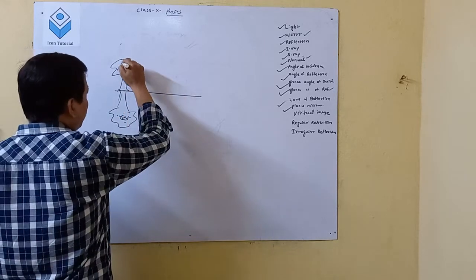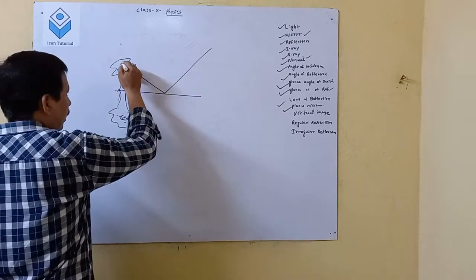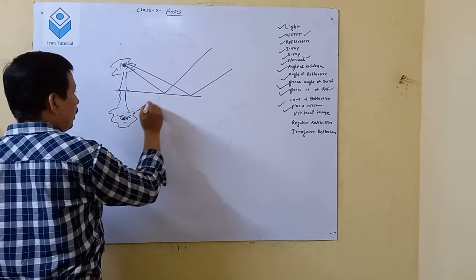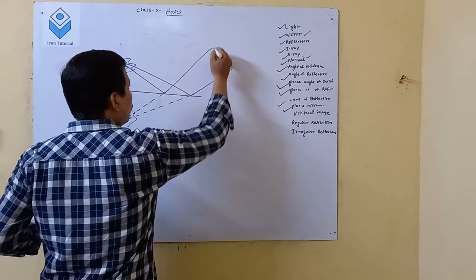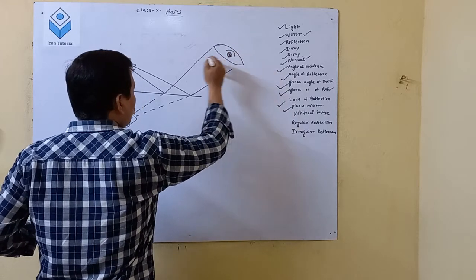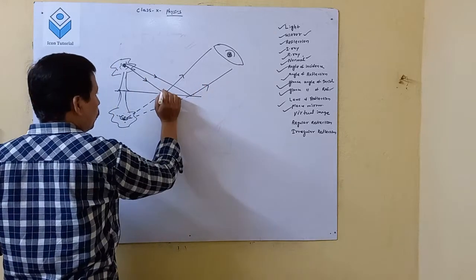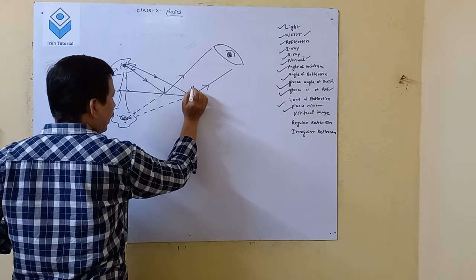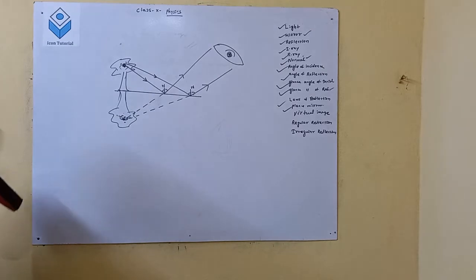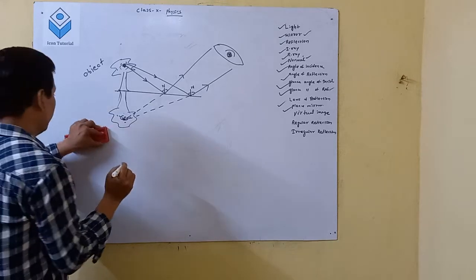So look here. Suppose there is a point, and the incident ray is coming and reflected back, like that. This is the target point, and this is the eye. In this eye, the incident ray is coming and the reflected ray is going. This is a normal, this is also a normal, N, angle i and angle r. Look here.